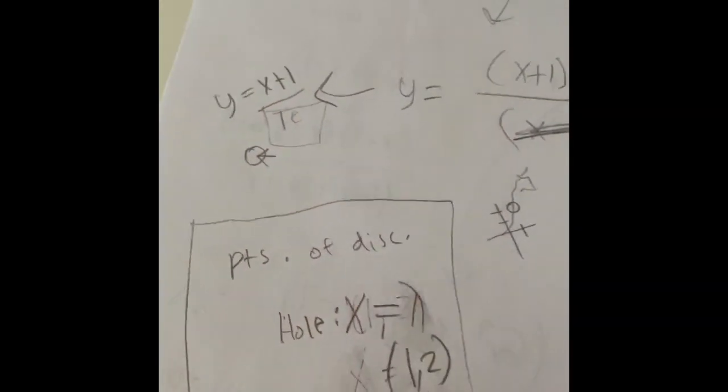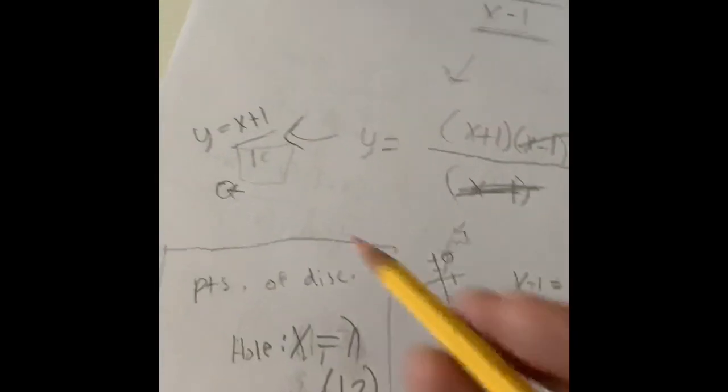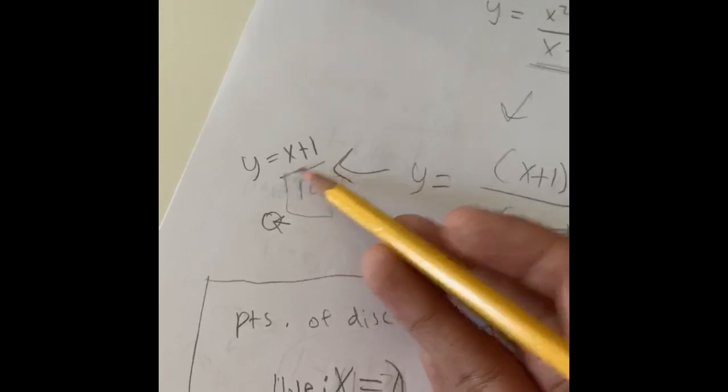If you just plug it into the new equation, you get (1, 2), and you have no vertical asymptote, since that's the simplified equation and there's nothing on the bottom.